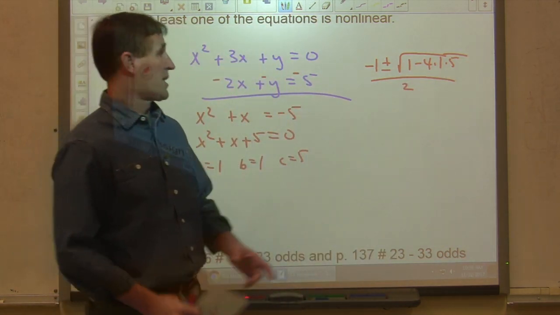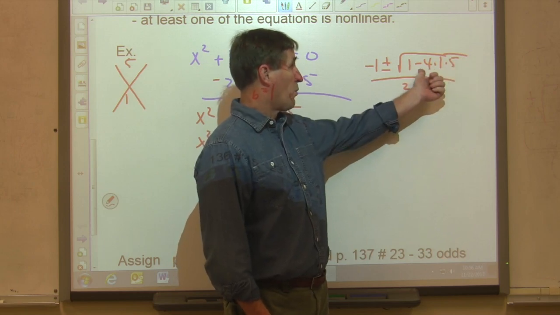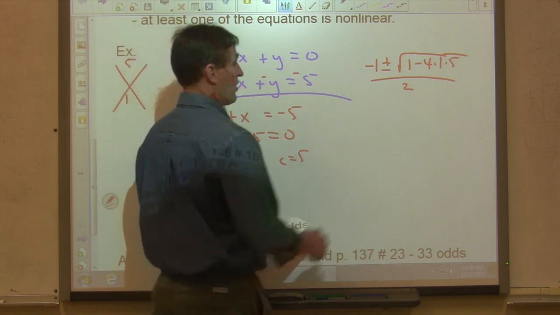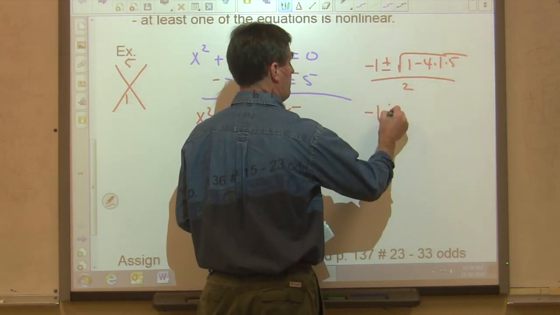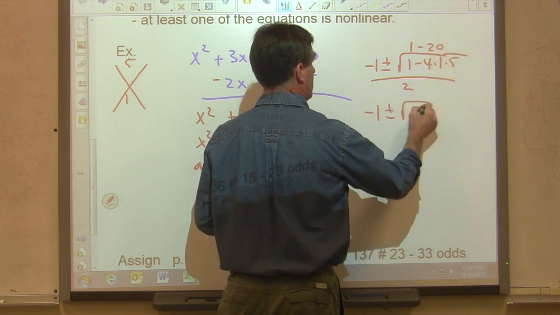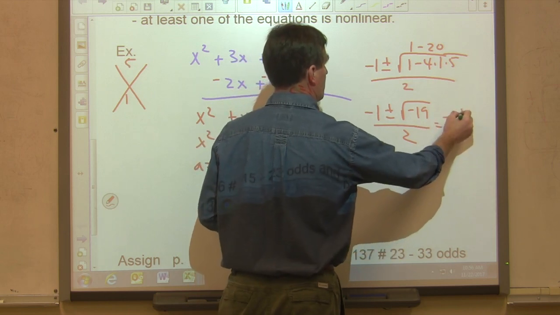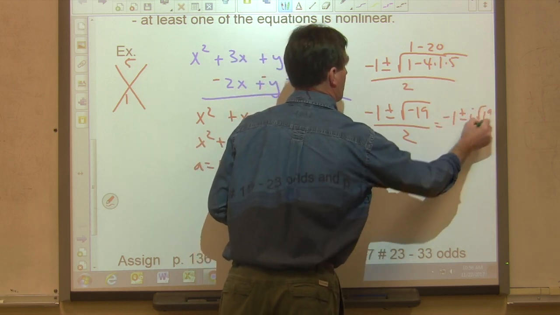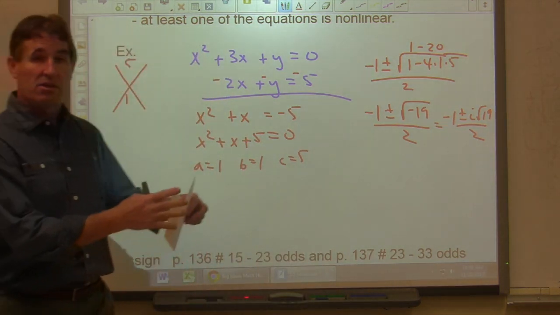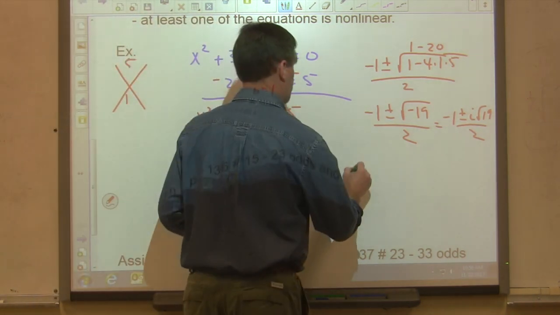And really, you should be able to stop right here because when you look at the discriminant, this is going to be 20, and 1 minus 20 is going to be a negative number, so we know there's no real solution. But I'll go ahead and show you what you would have done. So we get 1 minus 20, so that would be negative 19, divided by 2. So we have an imaginary solution, so that means there's no real intersection point, so there'd be no solution on this one.